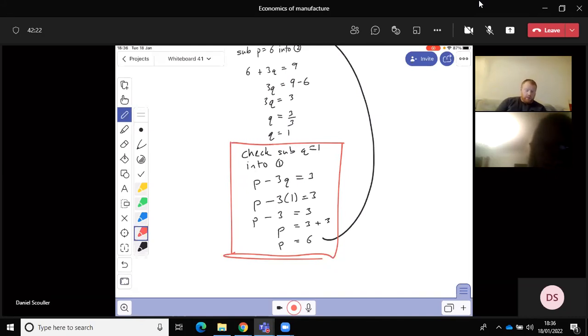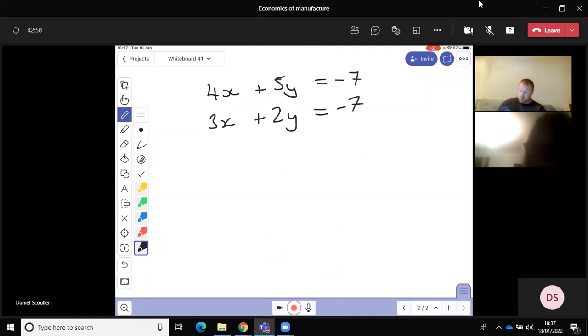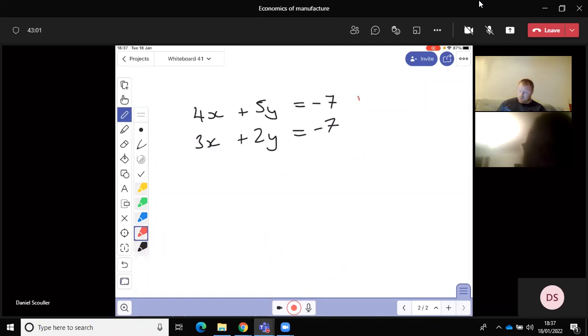Okay, so what happens when the number in front of those terms isn't the same? How do we get around that? We do it by multiplying those equations. So if we've got two equations, that's a 5 equals minus 7. We've got 3x. We've got equation 1. We've got equation 2.